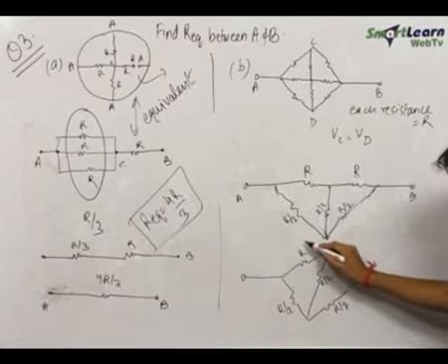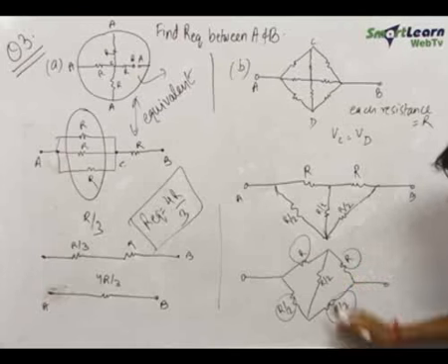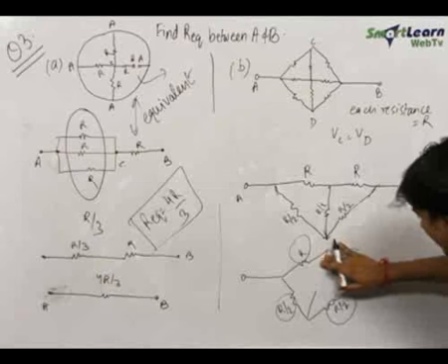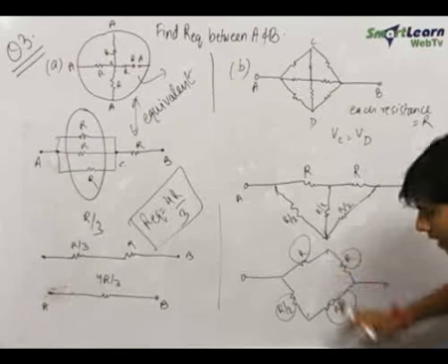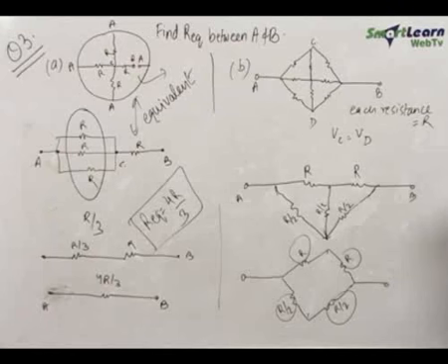Now we see that the product of these two is equal to the product of these two. That is the case when the Wheatstone bridge is balanced. Therefore no current will pass through this wire, and therefore this wire can be removed. Any wire through which current does not pass can be removed. Therefore our equivalent circuit becomes like this.